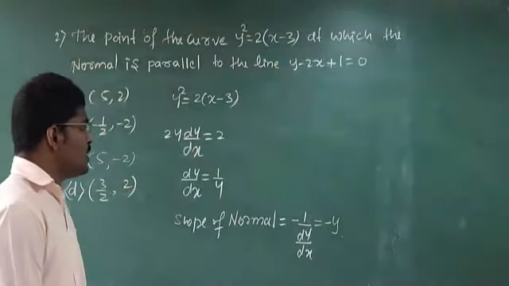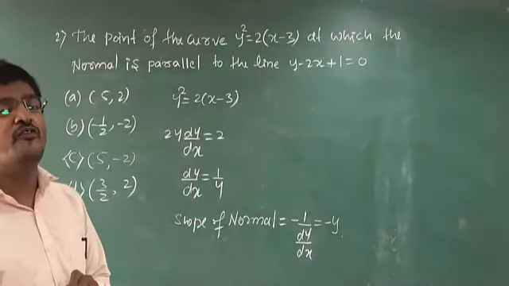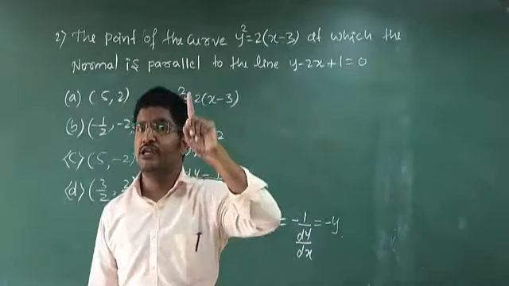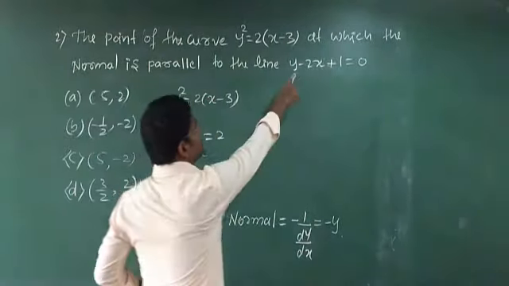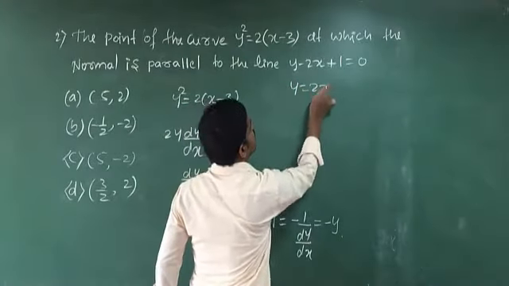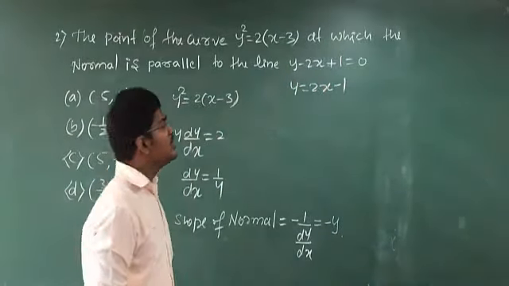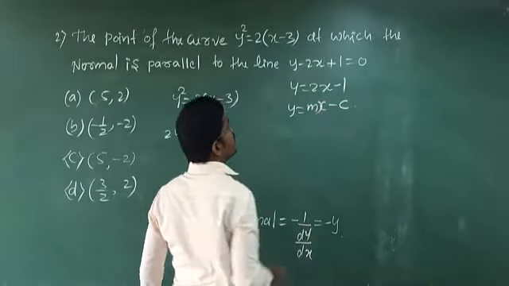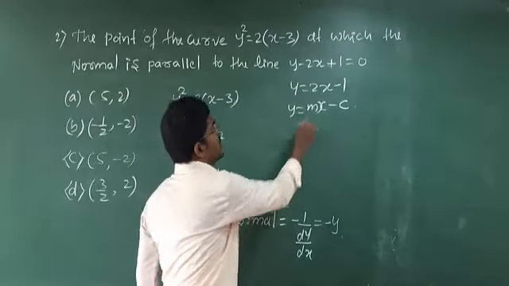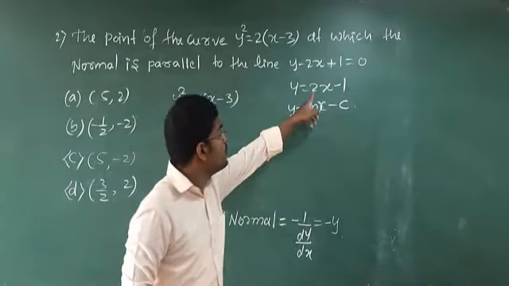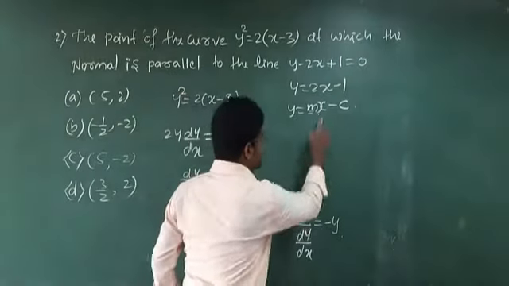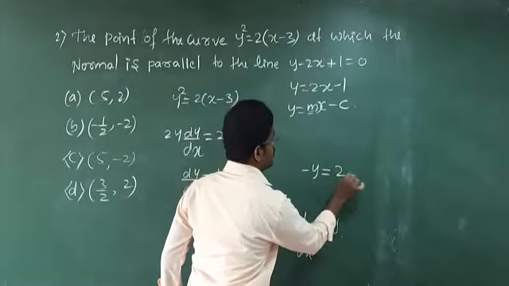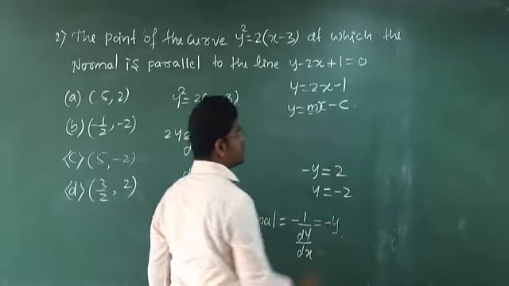Now, this slope of normal must be equal to slope of the given line because both are parallel to each other. So this is the line. It can be written as y equal to 2x minus 1. Clear? So it is in the form of y equal to mx minus c. M means what? Slope. Here slope is 2. From these two equations, I can write minus y equal to 2. That is y equal to minus 2.